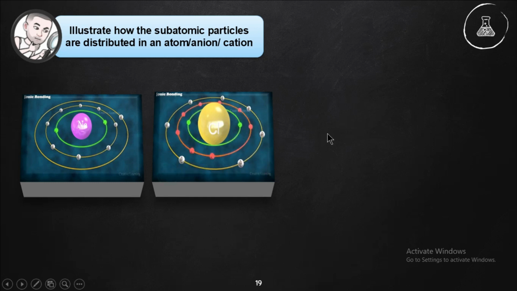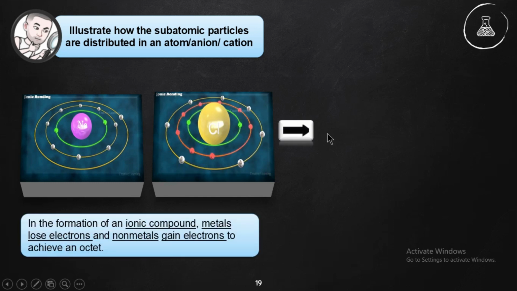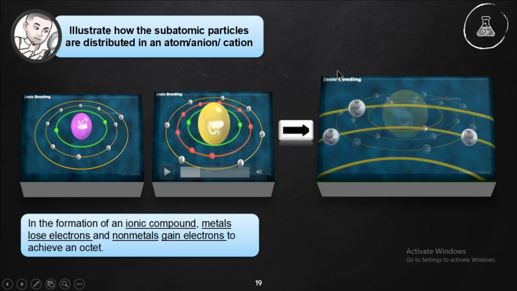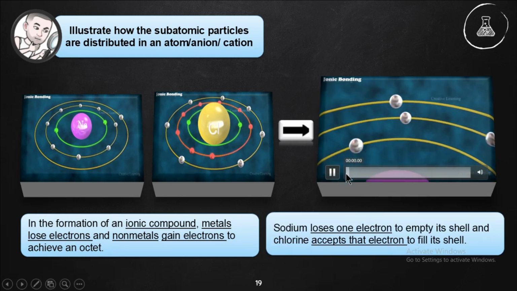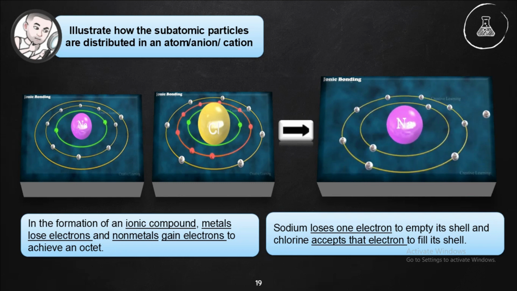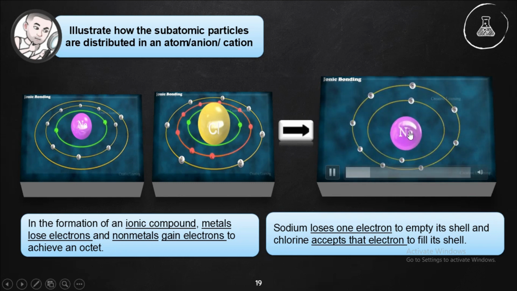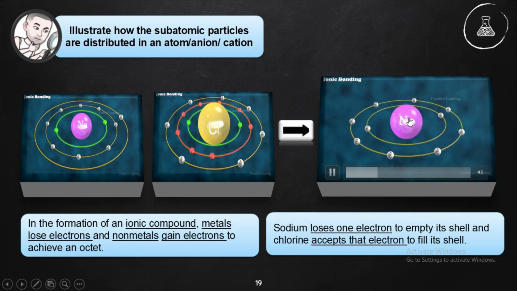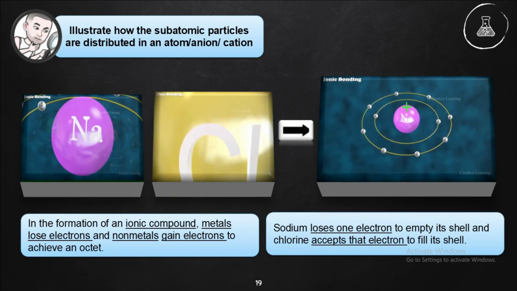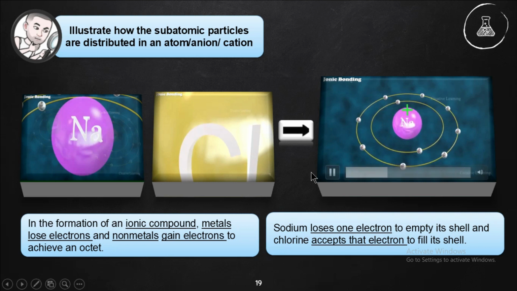Ngayon, kapag nag-combine yan, naging compound yung dalawang yan, ganito ang nangyayari sa kanilang electrons. Ang mangyayari dito kay sodium ay mag-lose or mawawalan siya ng isang electron. Kaya siya ngayon ay magiging positively charged na sodium ion or tinatawag na cation.